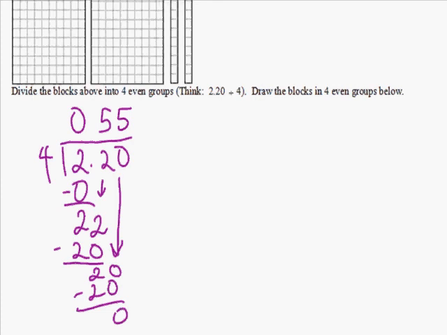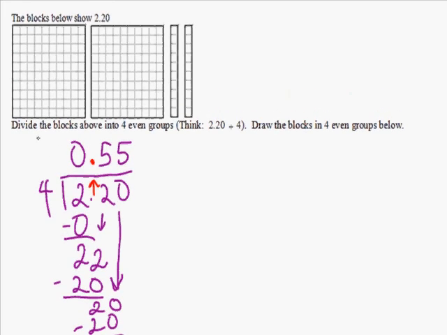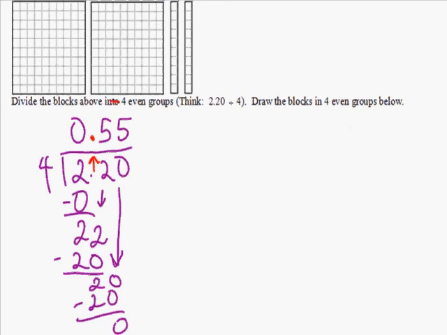Bear in mind the rule: when we are dividing a decimal by a whole number, we put the decimal point straight up. I'm going to put it straight up so it's in between the 0 and the 5. So 2 and 20 hundredths divided by 4 is 55 hundredths. That's the correct answer, but I'm not done yet. It says that I have to draw the blocks in 4 even groups below.